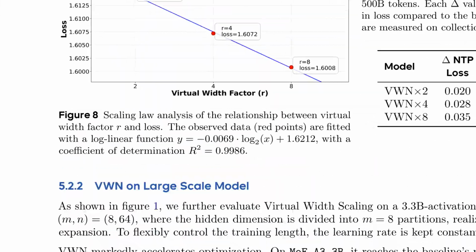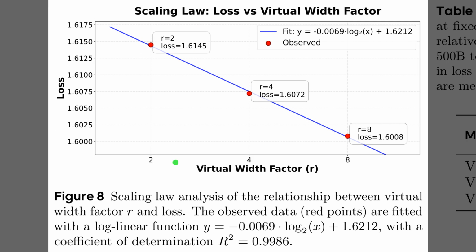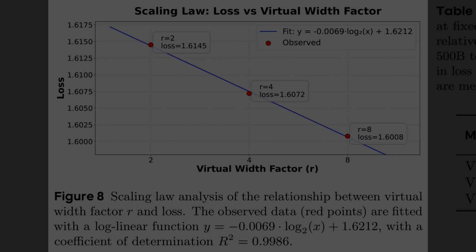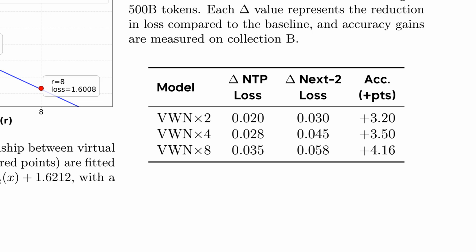Alright, figure 8 shows the scaling law that ties virtual width to lower loss. A log linear fit captures the pattern, which means doubling the virtual width reduces loss by about 0.007. The red point at r equals 2 marks the first observation on this curve. The red point near r equals 8 sits lowest, consistent with the steady decline indicated by the fitted blue line. So figure 8 showed a log linear trend.